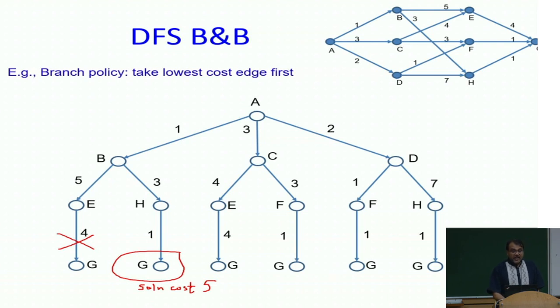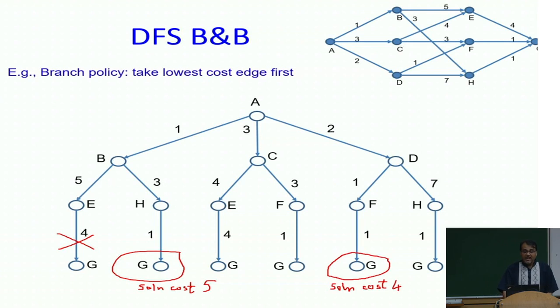Now, from here my branching strategy says check for F. The bound for F is 3 plus 1, 4. So, I can't say anything, I have to keep going, and when I go to G, I have found a new path to the goal, and in fact a better path to the goal. Because I have found a better path, I am going to reduce my upper bound. So, I have now made my upper bound 4.